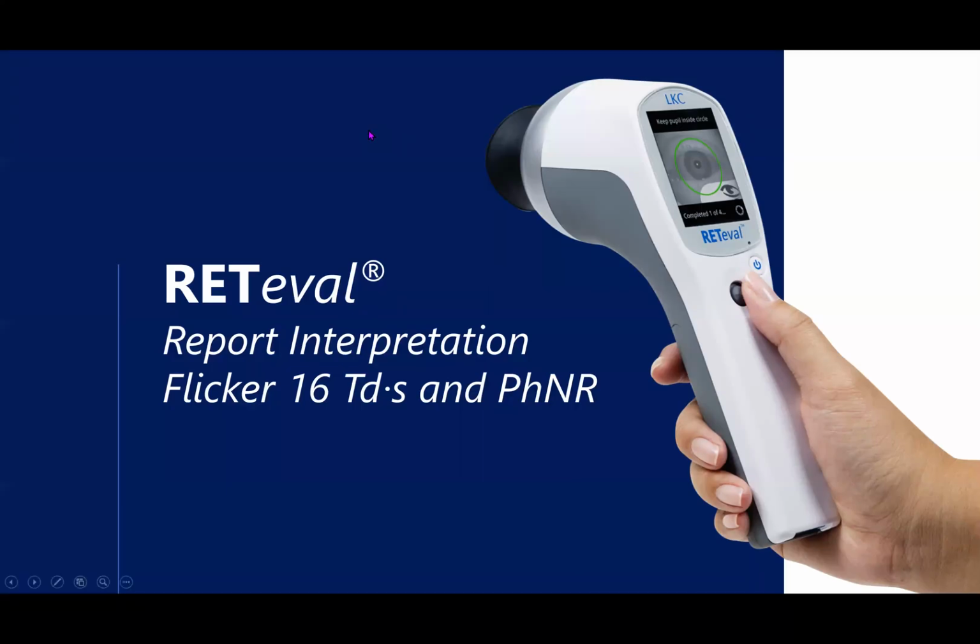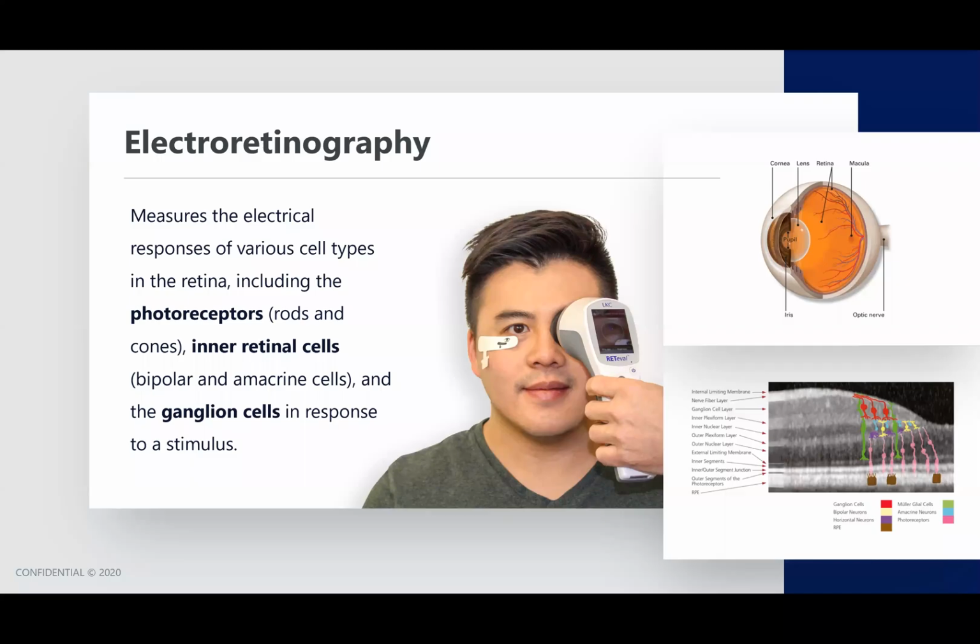Welcome to RETeval report interpretation of the Flicker 16 Trolland and PhNR tests. Just to recap, electroretinography measures the electrical responses of various cell types in the retina, including the photoreceptors, inner retinal cells, and the ganglion cells in response to a stimulus.